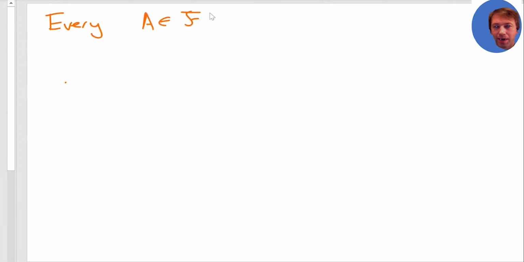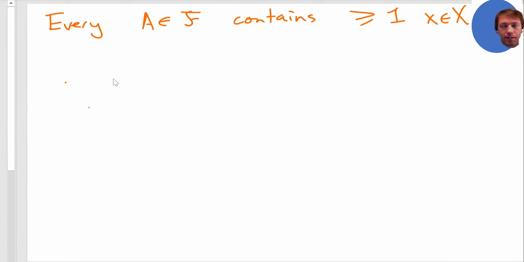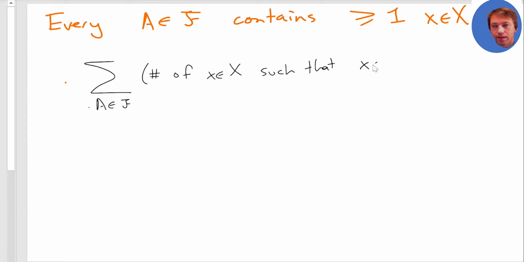What we knew at that point was that every A in F, and again, this is not necessarily one of these special A's, contains at least one x in X. Hopefully you can parse this sentence. So if I was to say, summing over all A in F, the number of x in X such that x is in A. This is something we need to get used to.